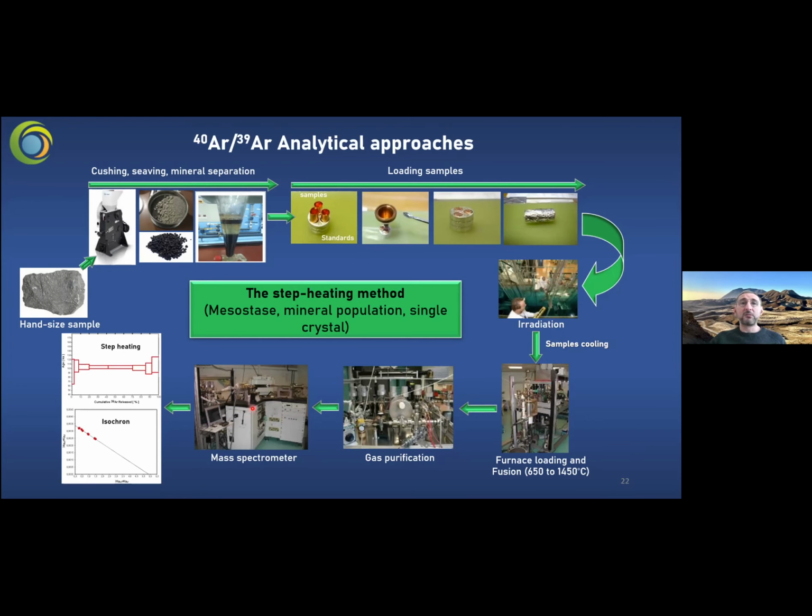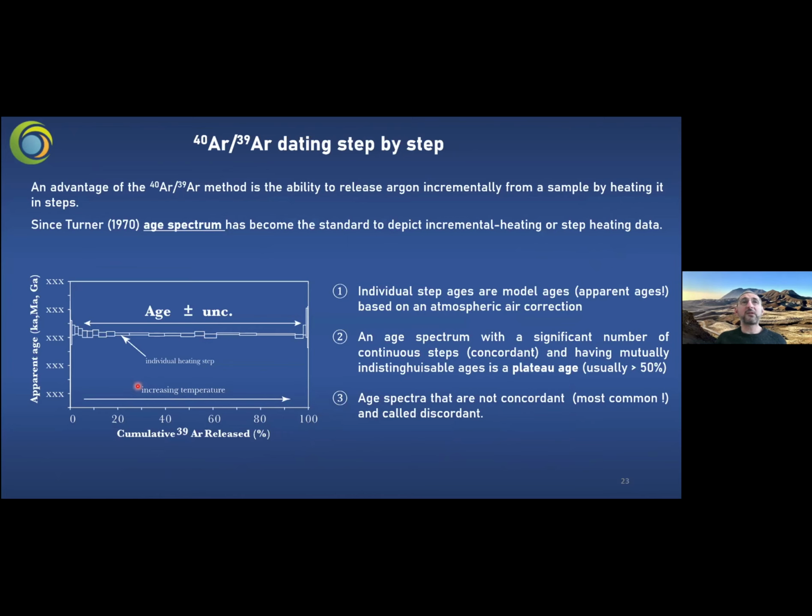You have gas purification, you measure with a mass spectrometer, and you end up with two different ways to present the results. First of all, with argon-argon, you have the ability to release argon incrementally. Since the 70s, age spectra have become the standard to depict this kind of step heating. Each step corresponds to a temperature, with increasing temperature here. Individual steps are model ages.